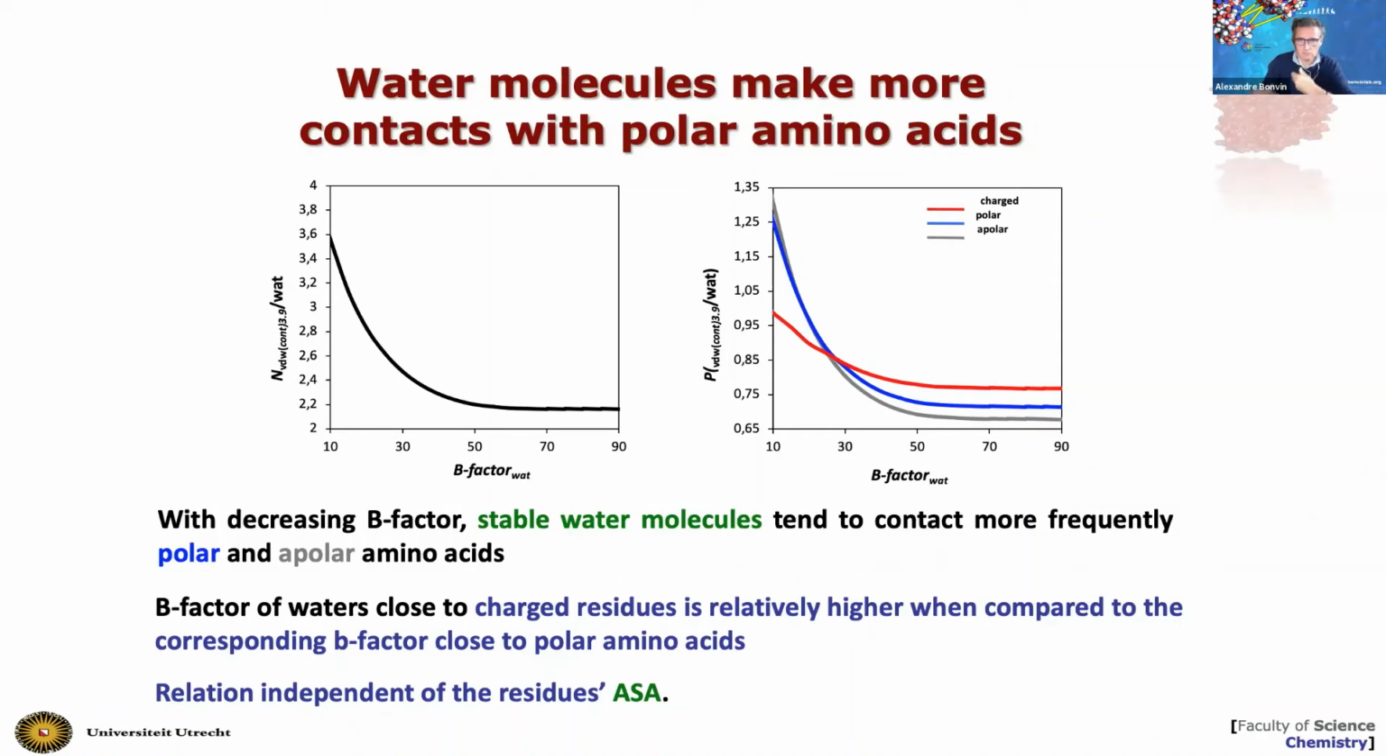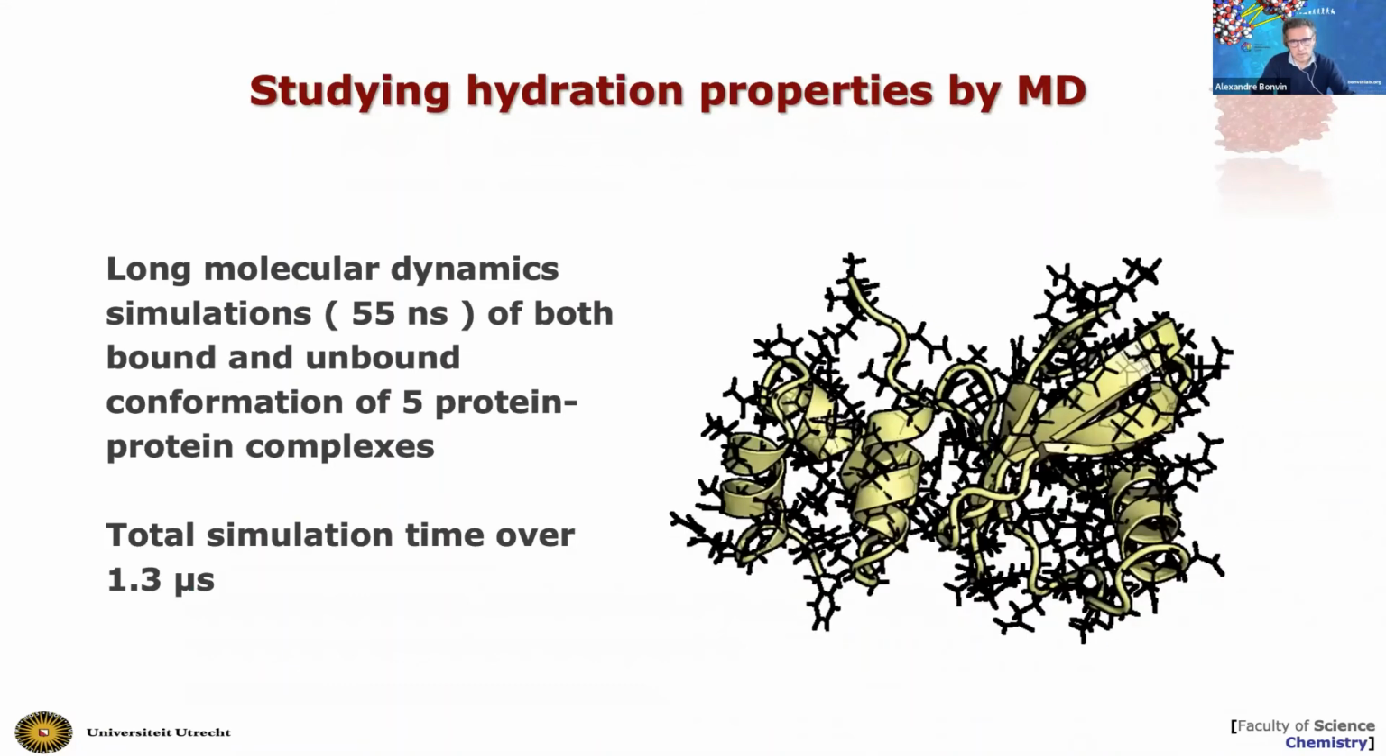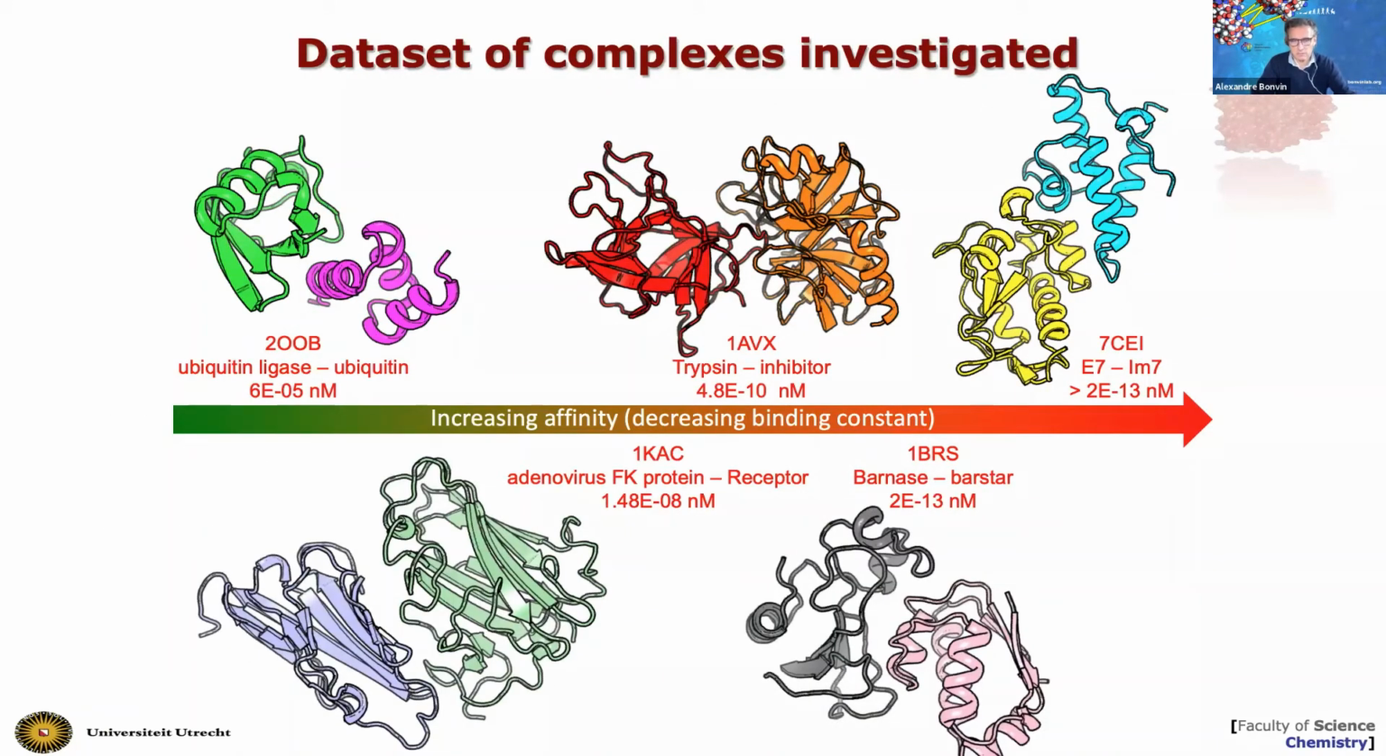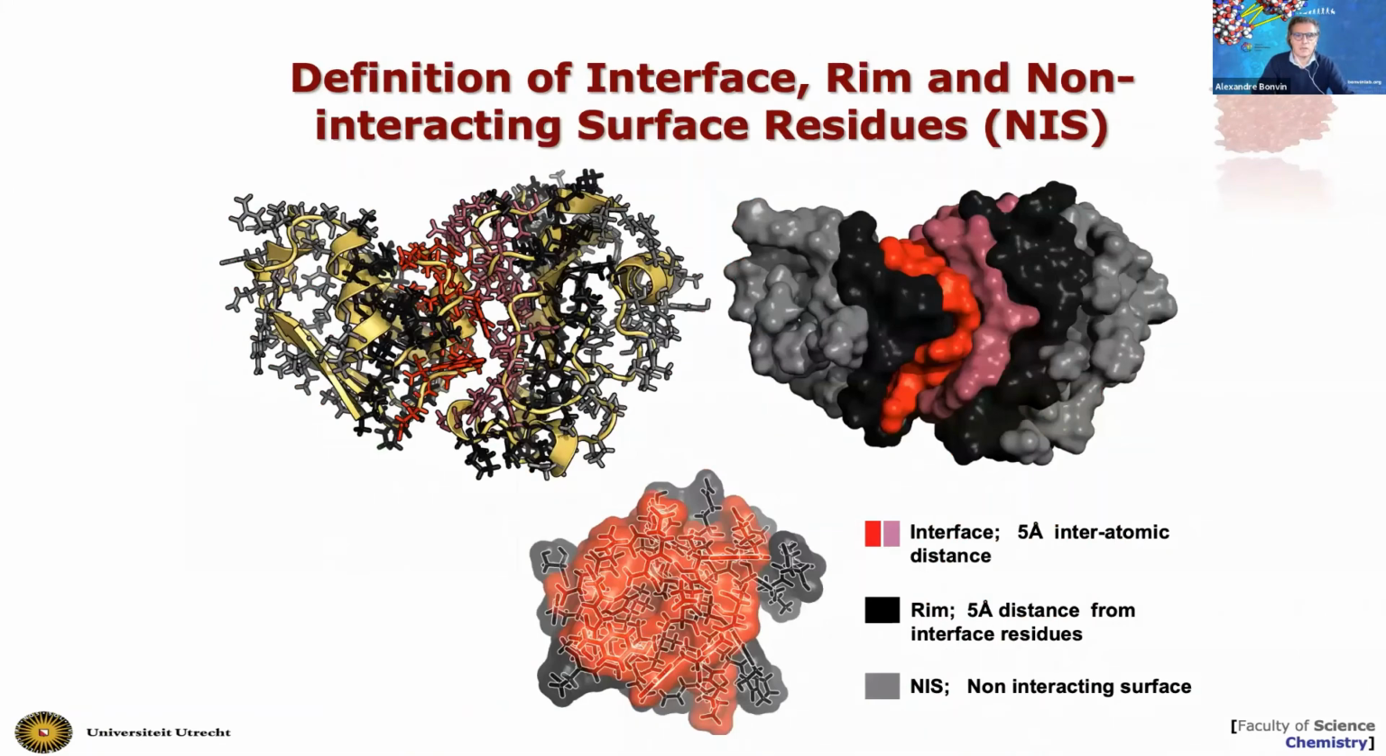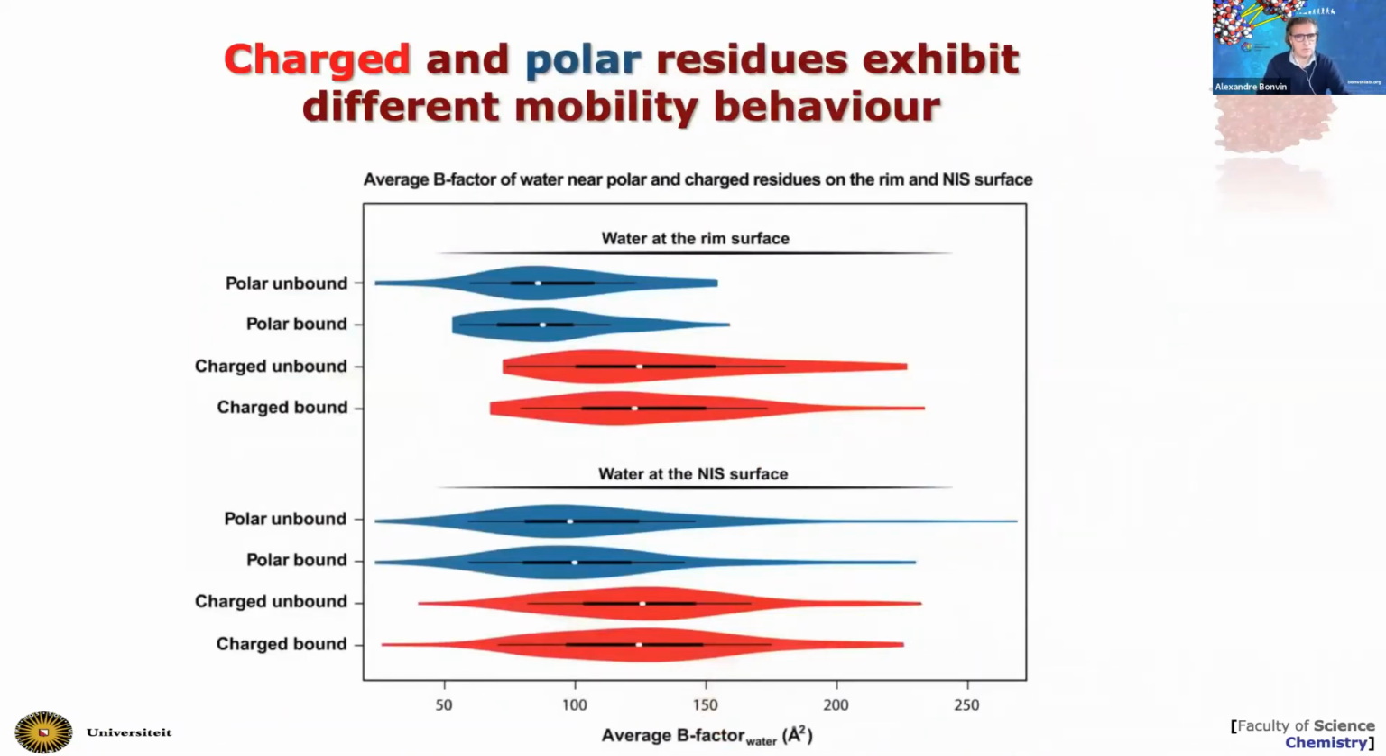This is not a proof that this is the reason why you observe this correlation, but it's a hypothesis. It's not easy to test this hypothesis experimentally, actually. We did studies by molecular dynamics of the system. We took 5 complexes of different binding affinities, ran them in explicit solvent in duplicate, and analyzed the water residence time on the surface. Again, we can calculate B factors from the simulation, and we see in simulation a similar effect to what we observe in high resolution crystal structures. You see here the distribution, violin plots, of water on the non-interacting surface and water close to the interface.